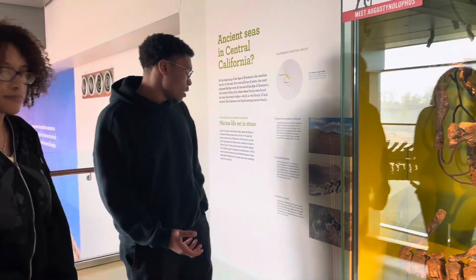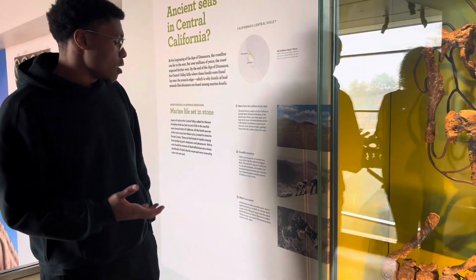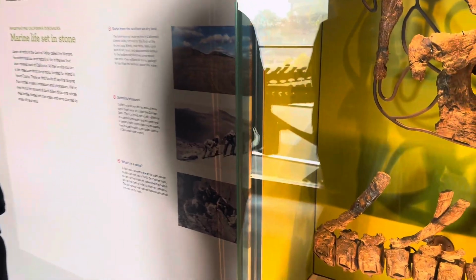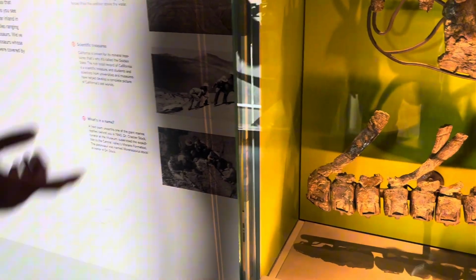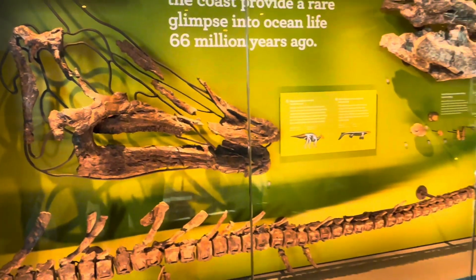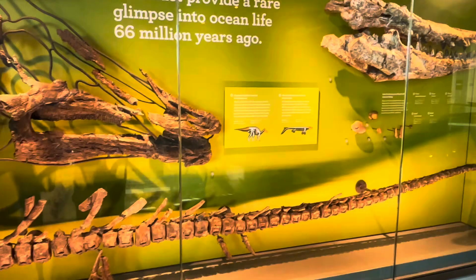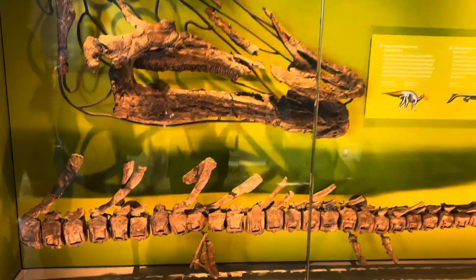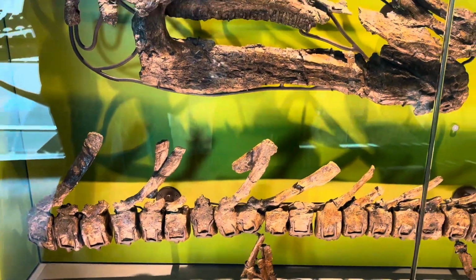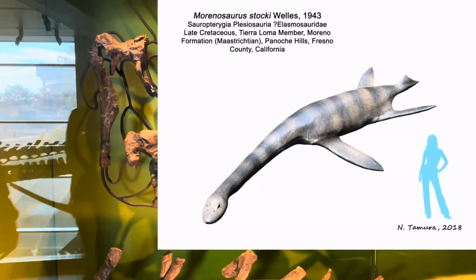What's in a name? A field team unearthed one of the giant marine reptiles behind you in 1940. Dr. Chester Stock, curator at the museum, supervised the expedition to the Central Valley's Moreno Formation. The plesiosaur was named Morosaurus stocki in honor of Dr. Stock.